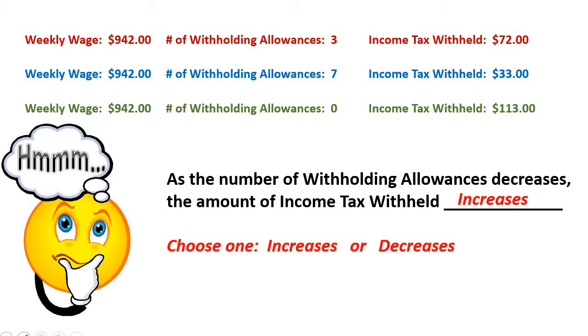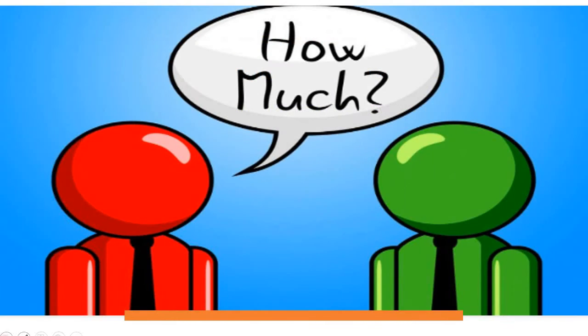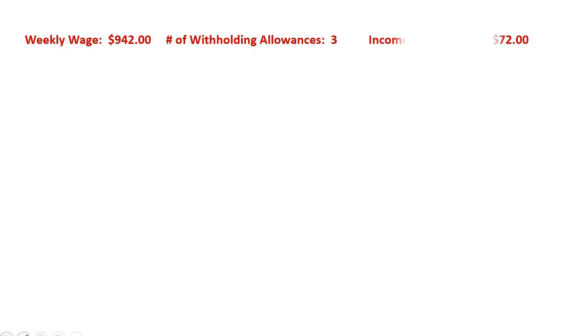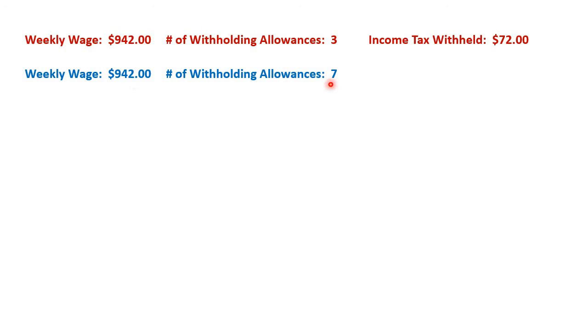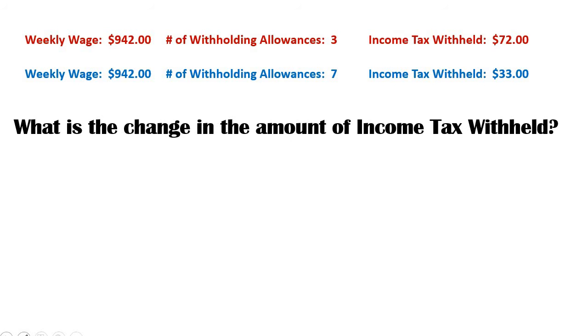Correct. It's going to increase. But now my question is, by how much? What is the actual amount of change of the income tax withheld? Let's look at this again. I've got the 942 with three allowances. That was $72. We found that one in the table. We did the same here: 942 with seven allowances. That was $33. Now, what is the change in the amount of income tax withheld? How much dollar amount difference is there?